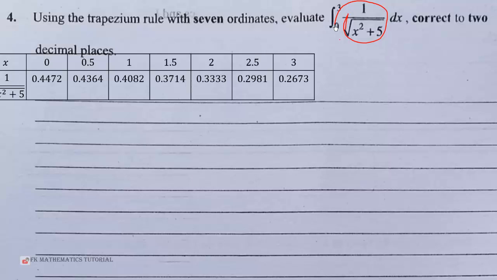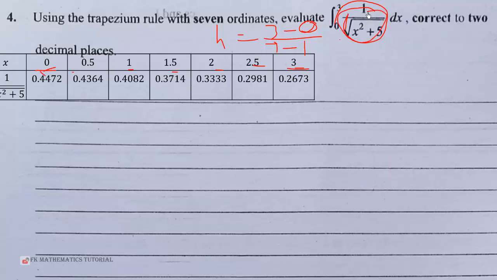So how do we get the 7 ordinates? We use the boundaries. We begin from 0, and we have to end at 3. Now to get the intermediate values, we find the h, which is given by 3 minus 0 over n, which is 7 minus 1. So that will give us 3 over 6, which is half. So you keep adding half until you get to the last limit, which is the upper limit, which is 3.